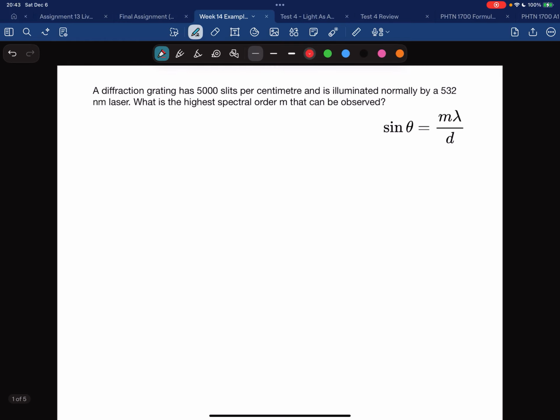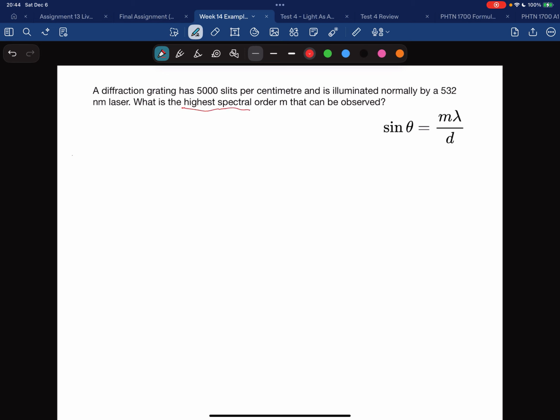Hello, these are the examples that will be similar to the questions on test 4 and on assignment 14, part 3, the last part of that. So first, here's our diffraction grating question, where a diffraction grating has 5,000 slits per centimeter and is illuminated normally by a 532 nanometer laser. What is the highest spectral order M that can be observed?